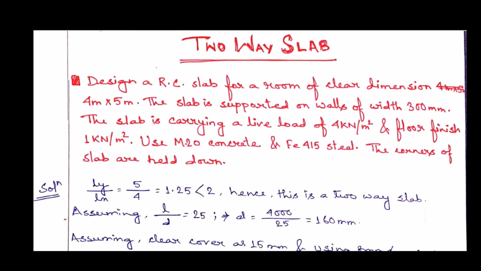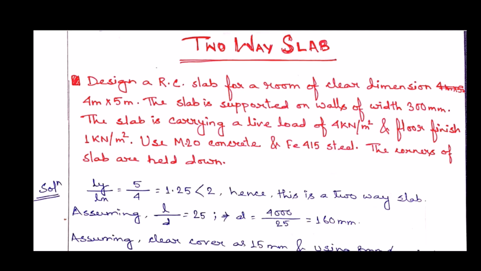As per IS 456-2000 consideration, we know if the ratio of longer span and shorter span is less than 2, then we have to design the slab as two-way slab, as I have discussed in previous video. So in this video, I am going to design two-way slab directly. So let's read out the problem first.